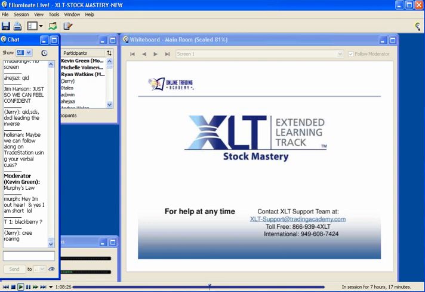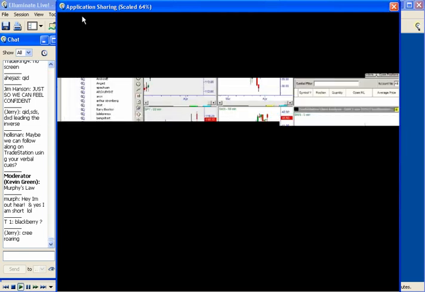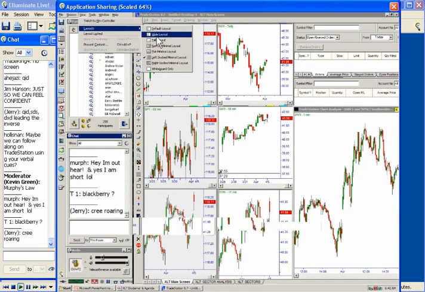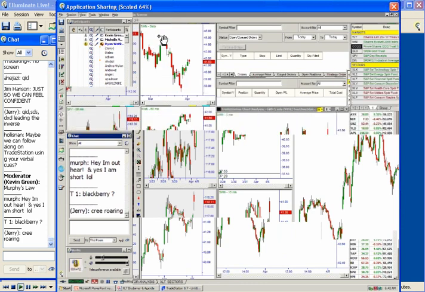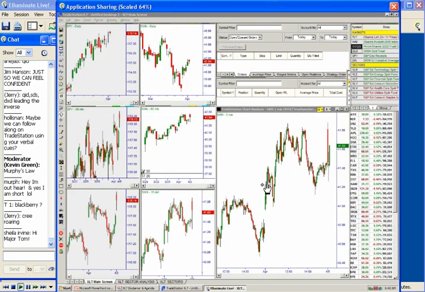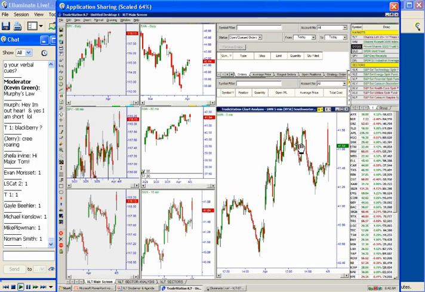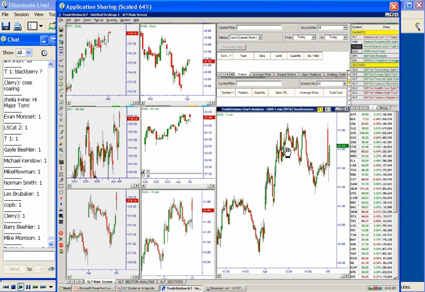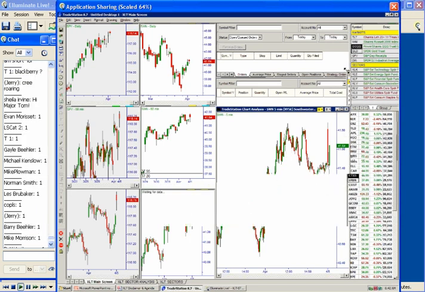Okay, that's odd. Let me give this a shot here. Let me try this way. Application share. Let me close out that one. Okay. All right, let's give this a shot now. Hopefully this will work. Layouts, application share, entire desktop. There we go. Give me a number one if you can see my charts. Can you see TradeStation? Awesome. Okay, cool, we're in business. That was fun, huh?